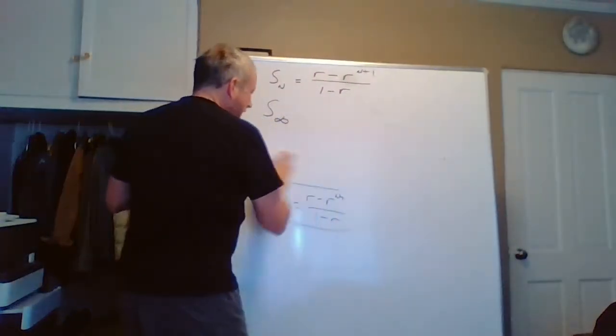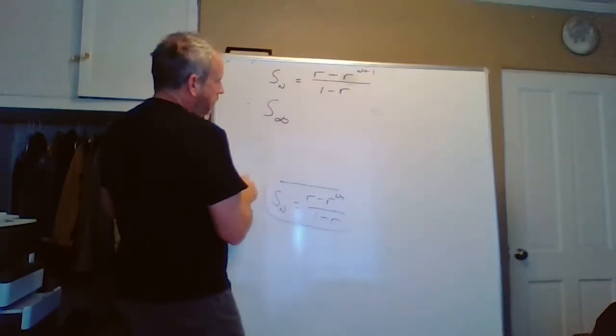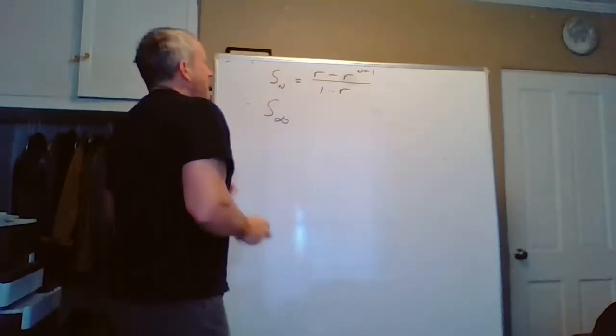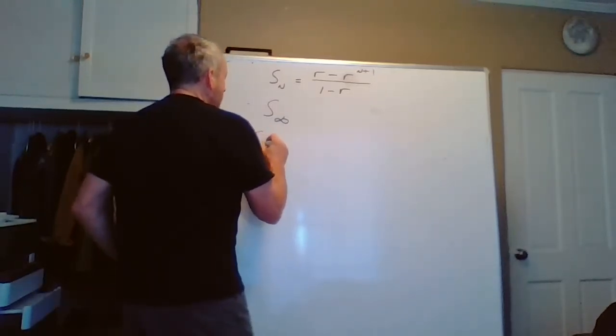So let's see if we can say anything about that. I've written that formula down twice. I guess I don't need it twice. Once is good enough. And you remember, just as a review, let's review what this S sub n meant.